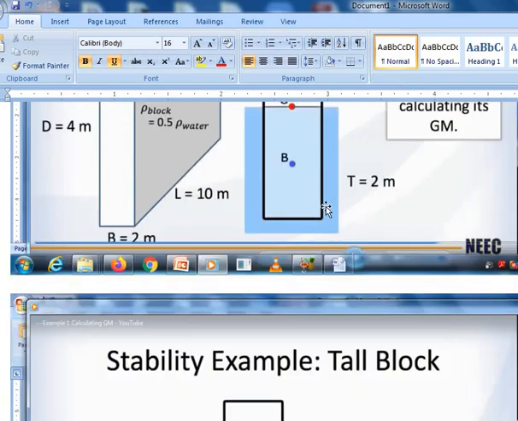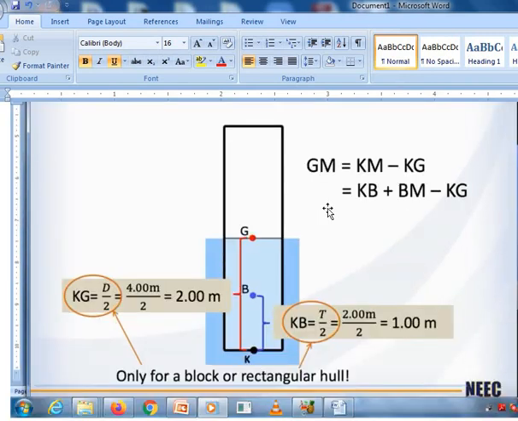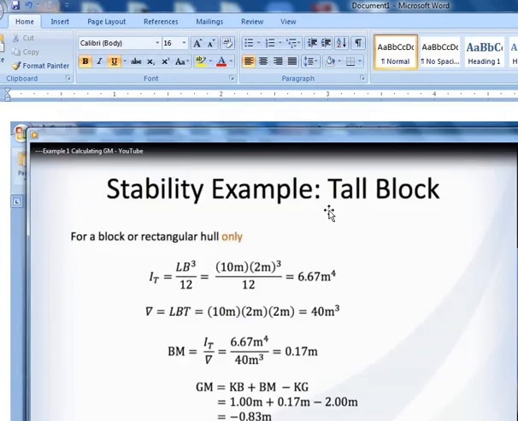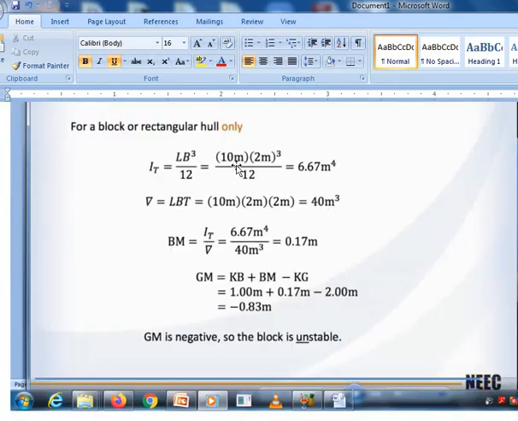So when we put this back in the calculation, let's see how it will behave. You see now we have the length, and the breadth has changed to be 2. You remember before the breadth was 4, but now the breadth is 2. When we put them in the calculation, we are getting the BM to be 0.17. So now our KB is 1, our BM is 0.17, and the KG is now 2. When you do the calculation, you are getting negative 0.83.